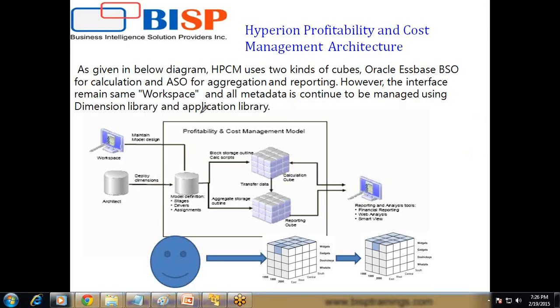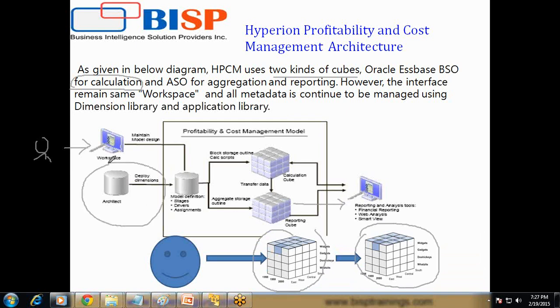This is a slide which talks about the same thing in even more detail. So you see your interface is workspace. As in the given diagram, HPCM uses two kinds of cubes, BSO cube and ASO cube. Block storage, all calculation takes place in block storage. All aggregation and reporting is done in ASO from a performance point of view. These are all clubbed together. It's one common unit where your block storage and aggregate storage fall. The user sees data through ASO, but behind the screen all the calculation takes place in BSO. All reporting is done with the ASO cube.